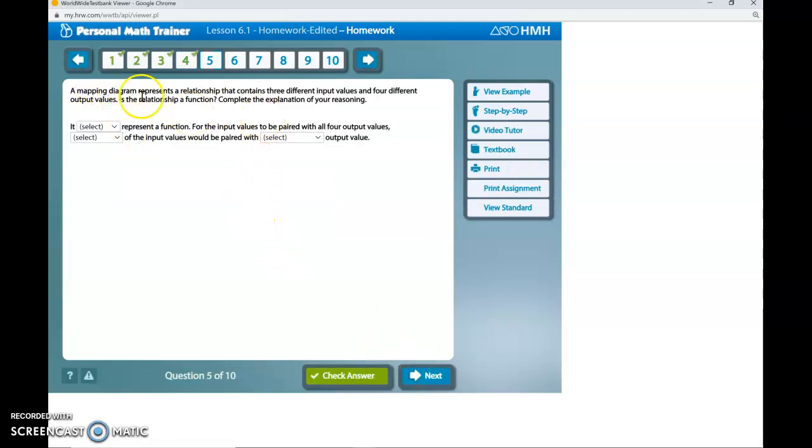Same thing here. A mapping diagram contains 3 different input values, so 3 different x's, and 4 different y's. Therefore, it cannot be a function. It does not represent a function because at least 1 input is paired with more than 1 output.